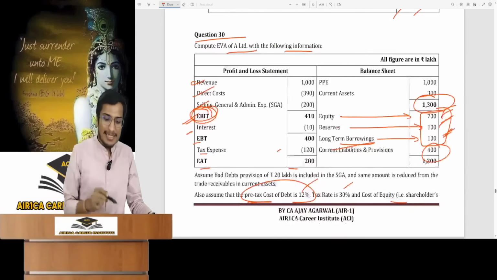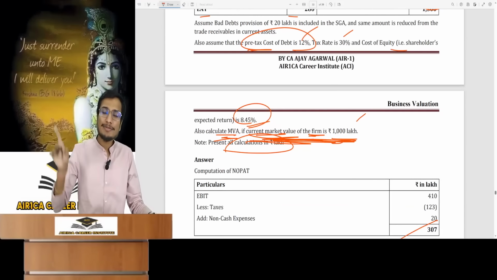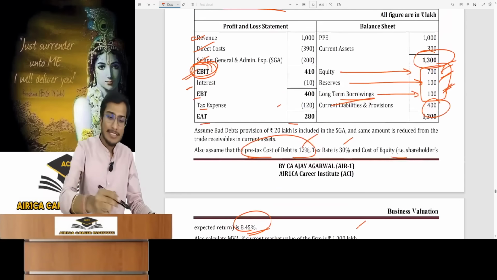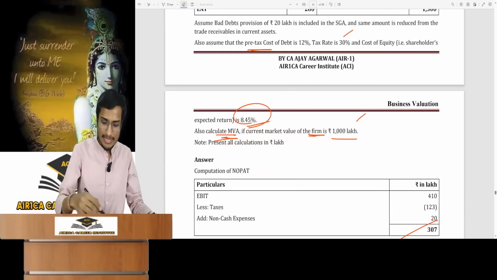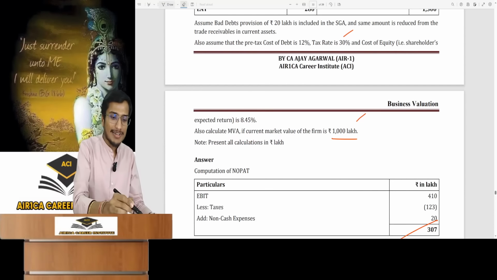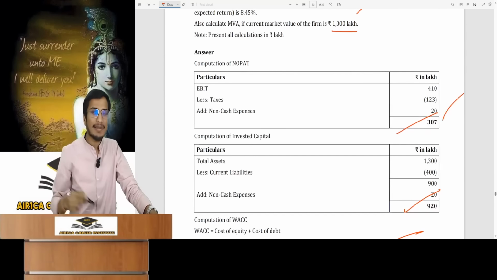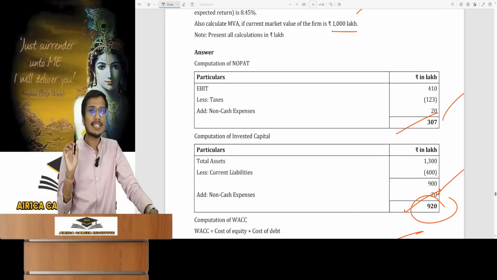Okay, after this, next question. The firm's market value is provided, and deducting the invested capital, you'll calculate MVA. Okay, I will tell you one more point in this question. This question involves a non-cash adjustment for bad debts provision. This adjustment will be in NOPAT, so you've added it in NOPAT. The adjustment affects your invested capital, which you've already added.